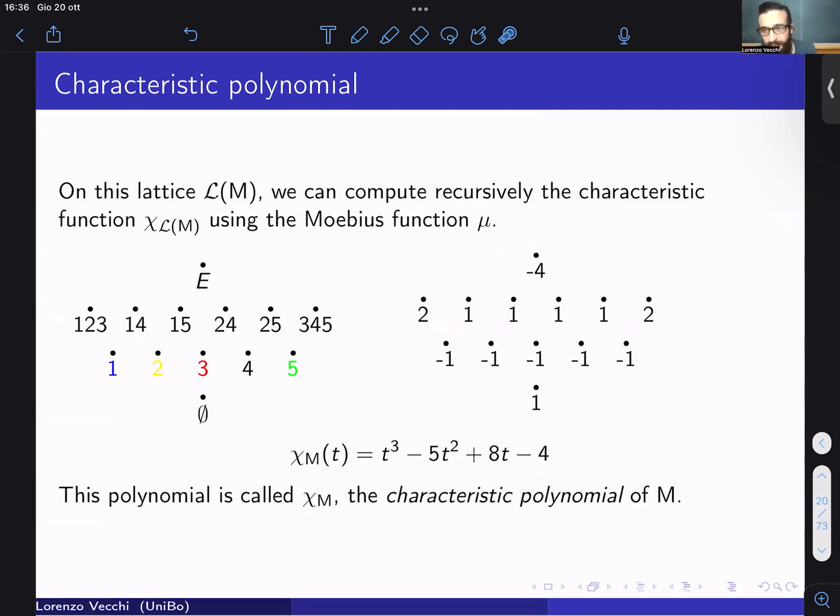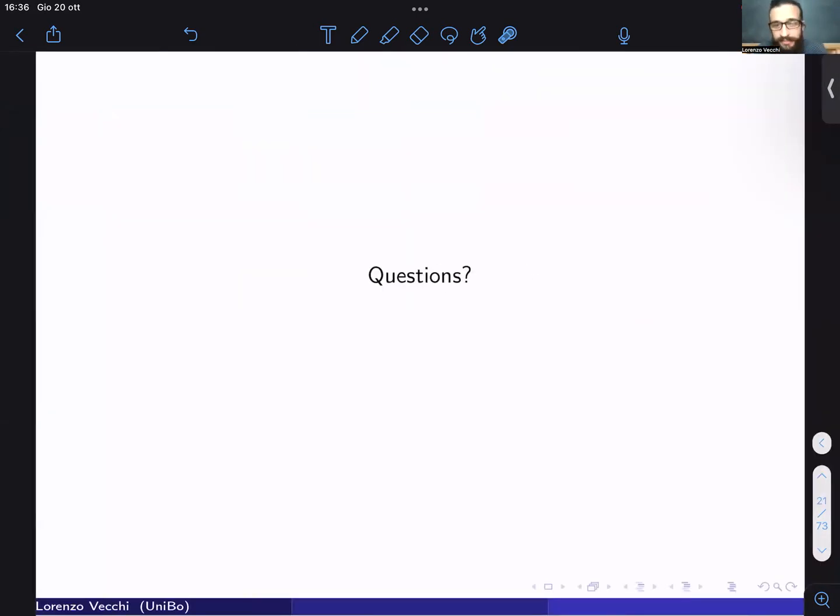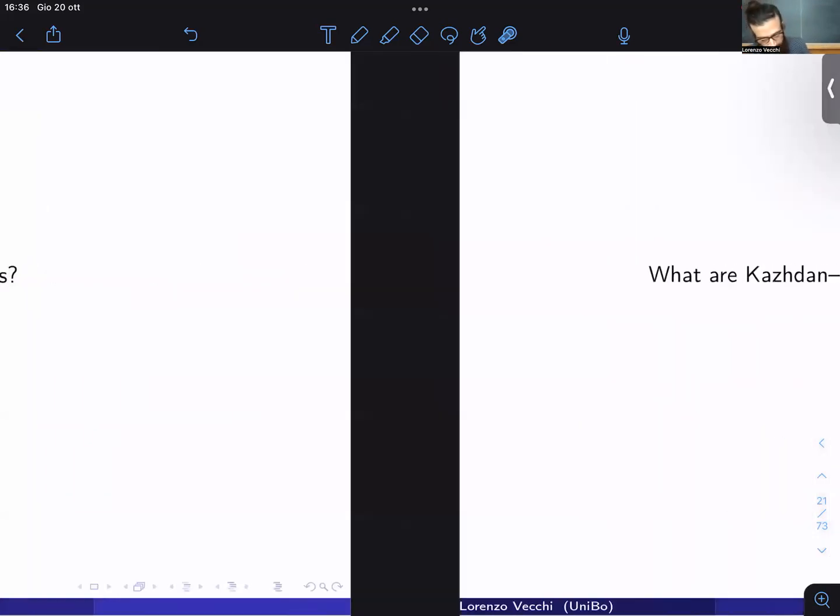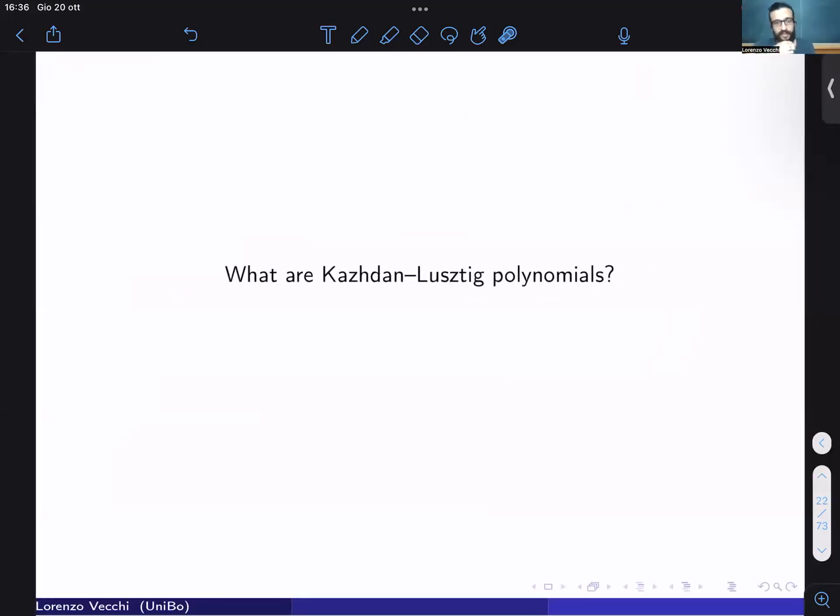Okay, so this was the recap on matroid theory, and I always forget to ask if there are any questions, so I put some extra slide in here to remember. So does anyone have any questions on what matroids are? If not, we can go on with defining what Kazhdan-Lusztig polynomials are.